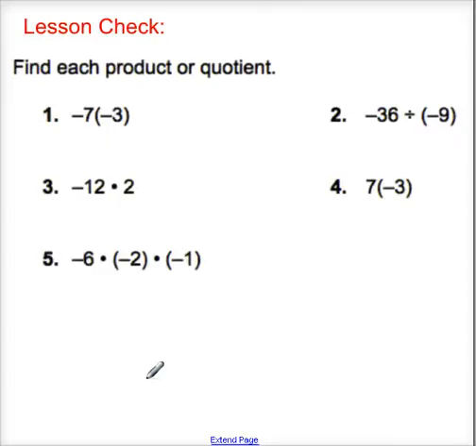All right, that brings us to our lesson check. Please complete problems 1 through 5. You're either multiplying or dividing. Pay close attention to those negatives, and then bring your answers to class.